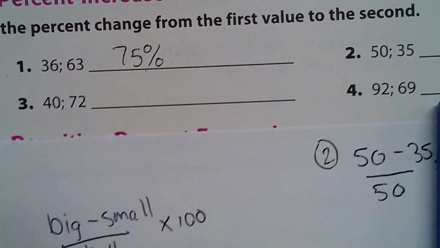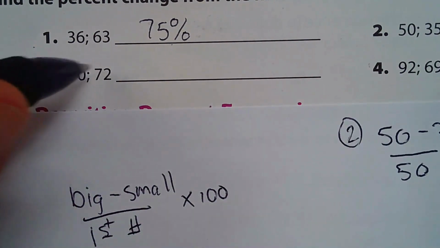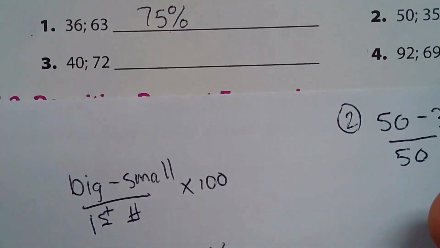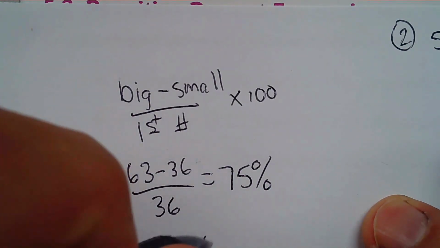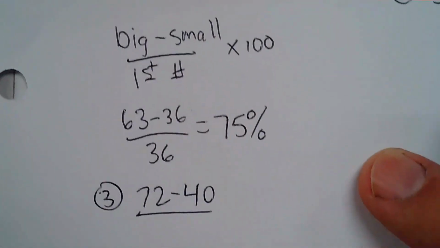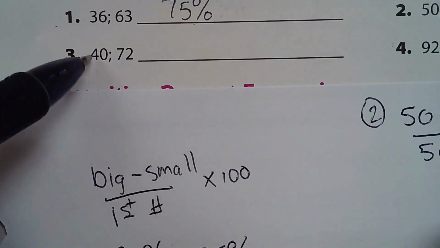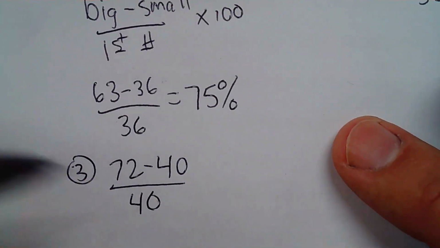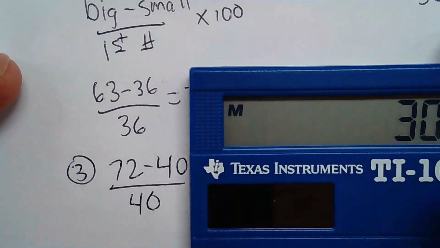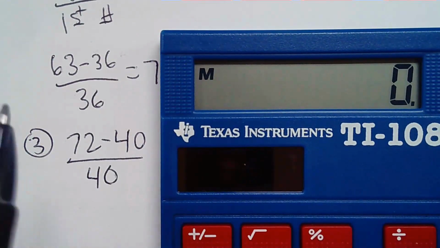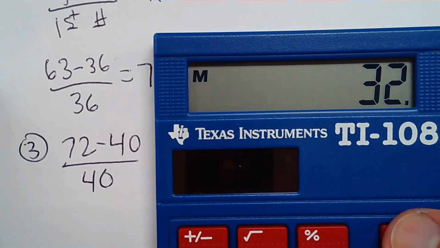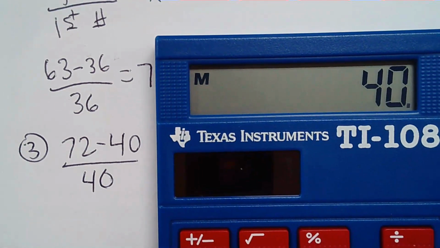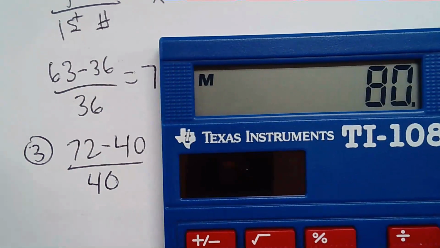Next, once again, you need to subtract them. So for number 3, 72 minus 40 divided by the first number given, which was 40. So 72 minus 40 is equal to 32, divided by 40 is that, but you got to multiply it by 100 to make it a percent. 80%.